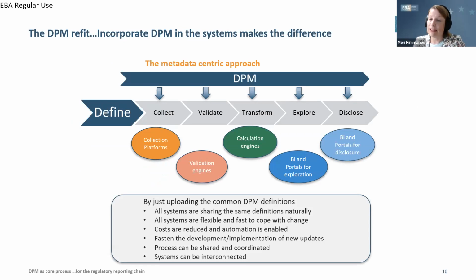We find lots of benefits in this because we do know that there will always be changes. This is something that we've learned during the bit more than 10 years of operations of the ESAs, EBA and EIOPA. There will always be changes. Every year there is something that needs to be changed and implemented. So with the metadata-centric approach, we plug in the new version of the DPM, and we have updated collection platforms, validation engines, and calculation engines, as well as the tools that we use for exploration and for disclosures as well.